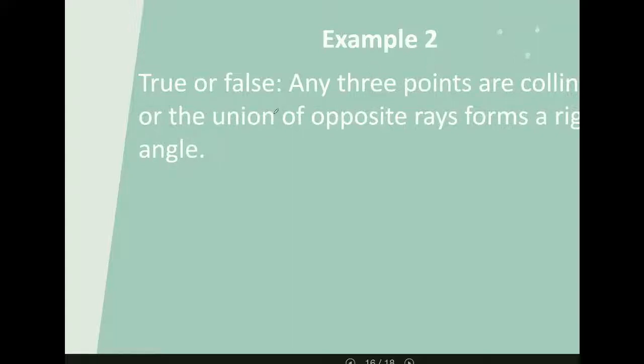Let's look at the next one. The union of opposite rays forms a right angle. Well, if we take opposite rays, opposite rays lie along the same line and they have a common endpoint, does this form a right angle?